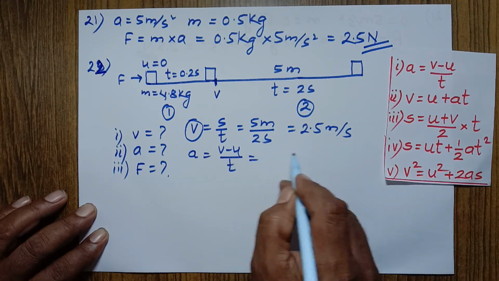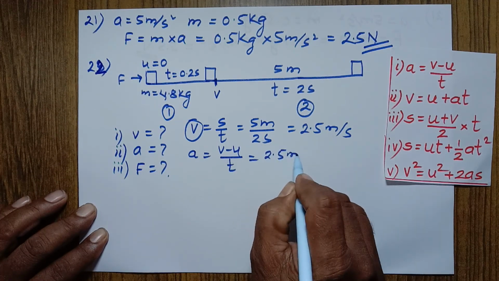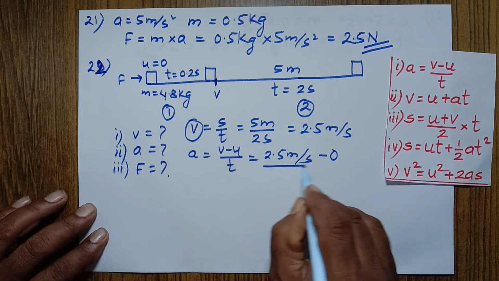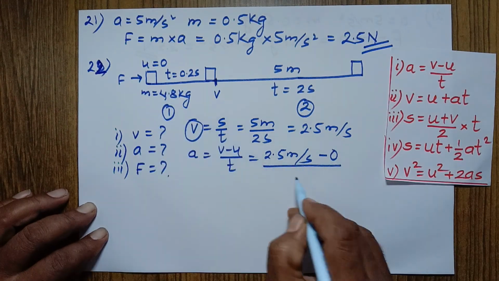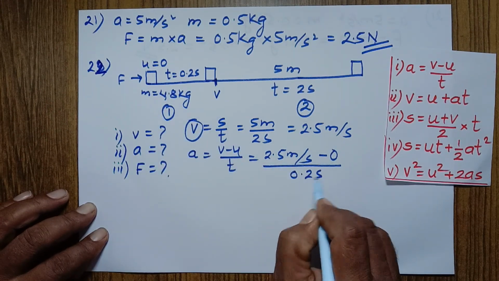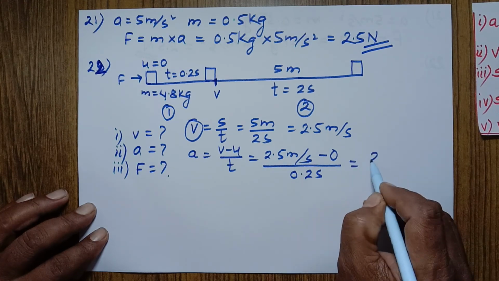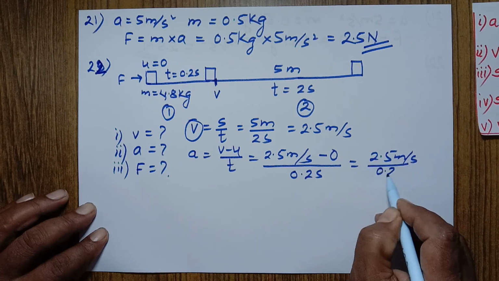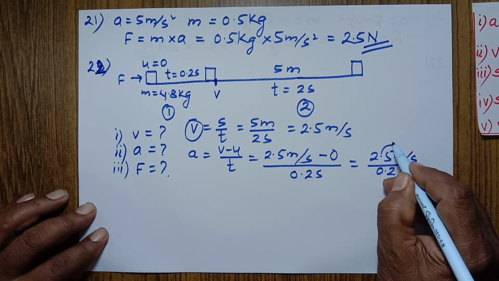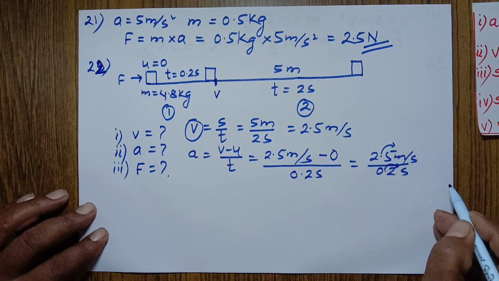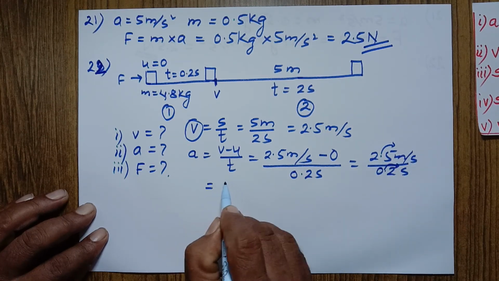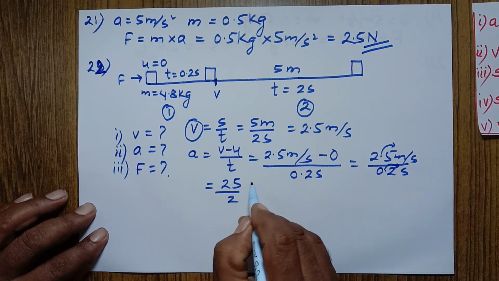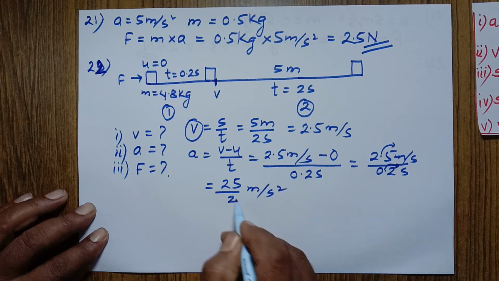Final velocity is how much? 2.5 meter per second, and initial velocity is 0. And here it is time. What is the time taken by the body? 2 seconds and 0.2 second. This is equal to 2.5 meter per second upon 0.2 second. If we shift the decimal point one digit to the right in both quantities, it becomes 25 divided by 2 meter per second, and this second is also in the denominator, that's why the unit is meter per second square.